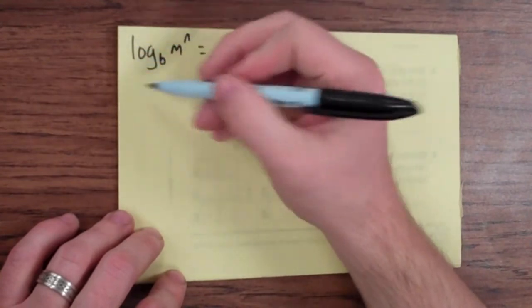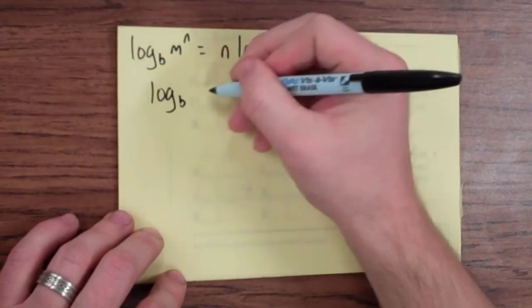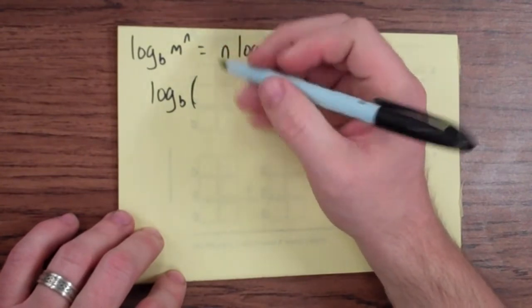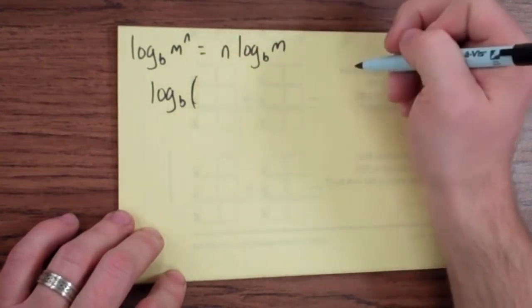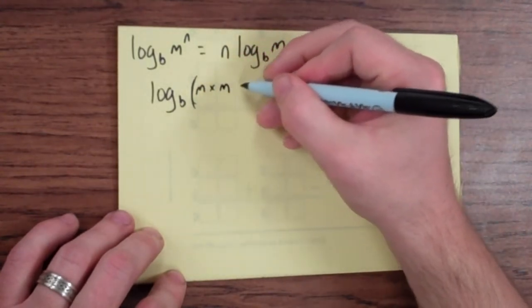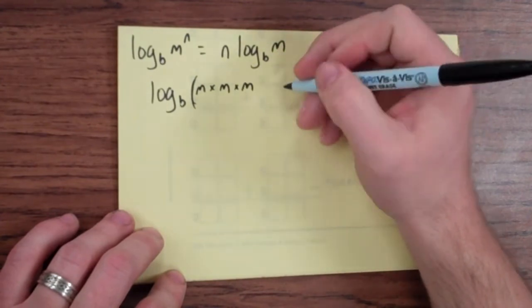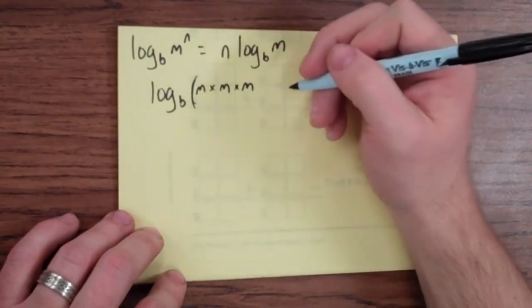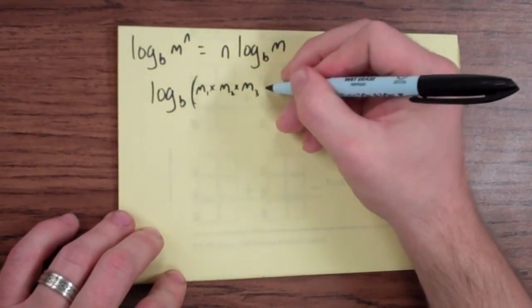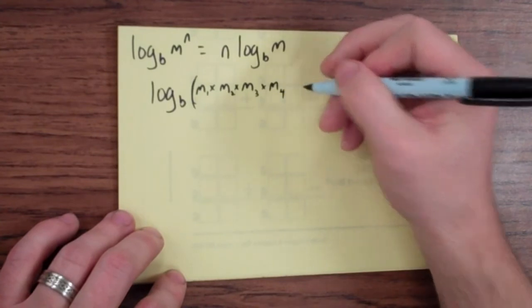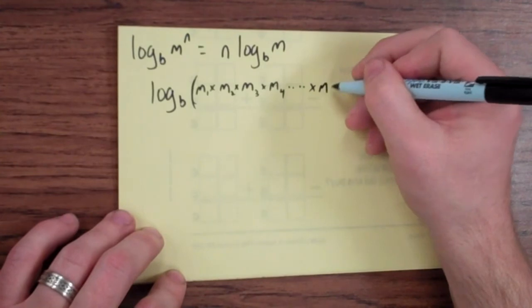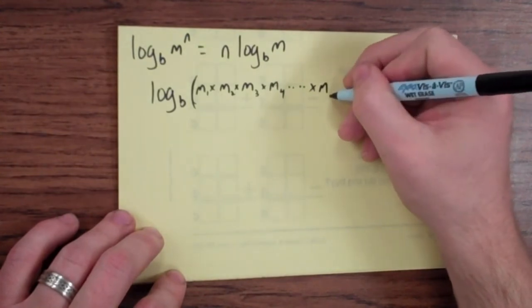Okay, so let's look at the left side of the equation. Log base b of m to the n. Now I'm going to write m to the n in a different way. What does m to the n mean? It means m times itself n times, right? I'm going to take m and multiply it by m and multiply it by m and so on. How many times am I going to multiply m by itself? 1, 2, 3, 4. I don't know how big n is, so I'm just going to put some dots in here, all the way up till n.